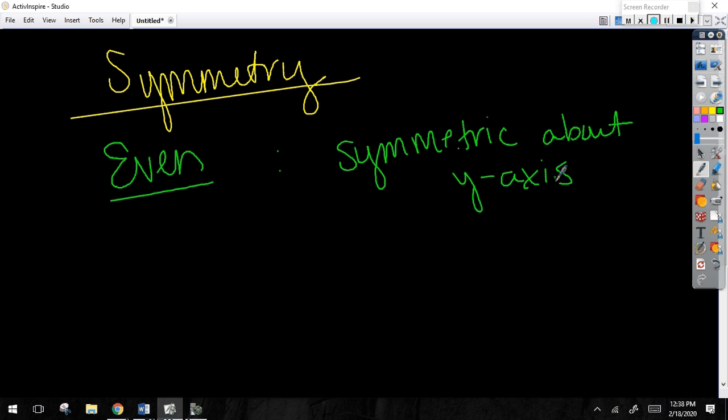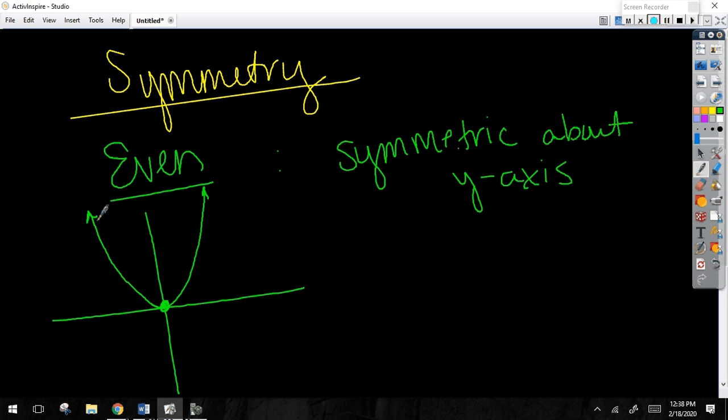Yeah, parabolas. If I have this parabola, that's an even function. It's symmetric about the y-axis, okay? So I can look at it. But the way that we're really going to tell is we're going to do it algebraically. Any equation that we have, if we have f of x, right?